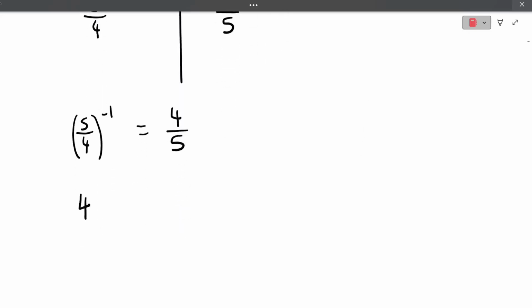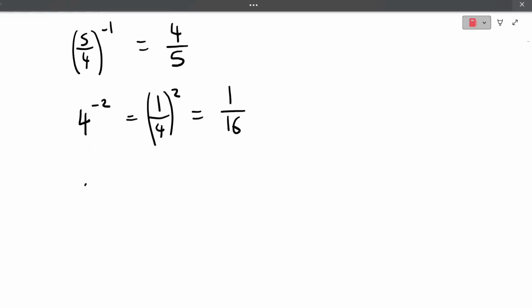If I went 4 to the minus 2, what that does is flip the fraction. So it's going to be 1 over 4 rather than 4 over 1, to the power of 2. 1 to the power of 2 is 1, and 4 to the power of 2 is 16. And it's flipping a fraction.